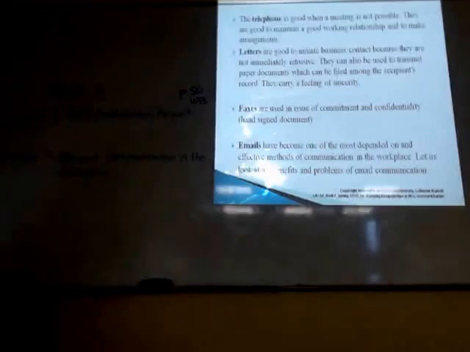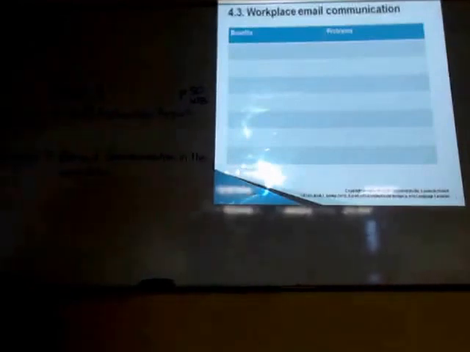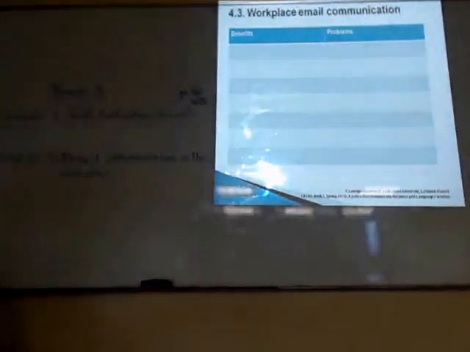So, emails. Emails have become one of the most depended on and effective methods of communication in the workplace. Let us look at the benefits and problems of email communication. From now on, when I say email, we will immediately consider it email communication in the workplace. Okay? We're not talking about email communication among friends. It will take a completely different aspect. We're completely free to talk the way we want with our friends. Okay? But in an actual workplace.